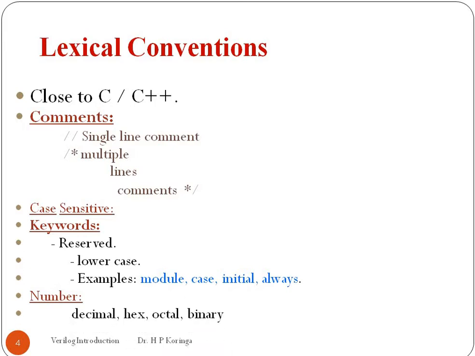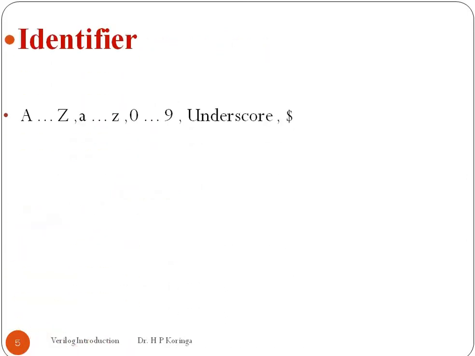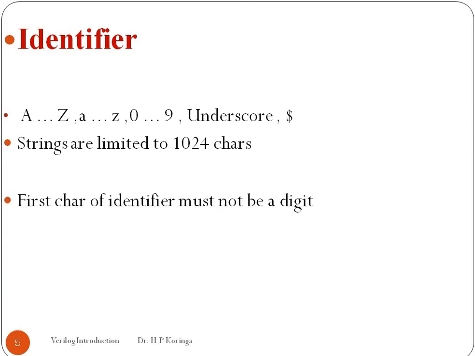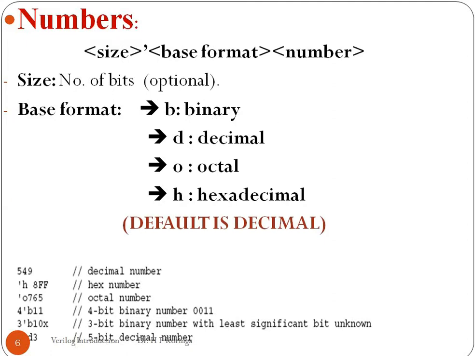Verilog can understand four numbering systems. You can enter data in decimal, hexadecimal, octal or binary format. Strings are enclosed in double inverted commas. Identifiers can use capital A to Z, small a to z, 0 to 9, underscore and dollar. Strings are limited to 1024 characters, so a string's size should be less than or equal to 1024 characters. The first character of an identifier must not be a digit, so any name should not start with a digit.